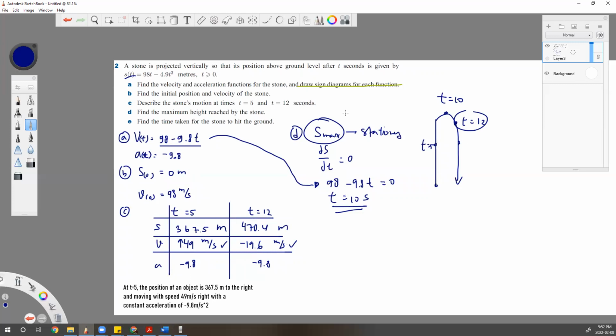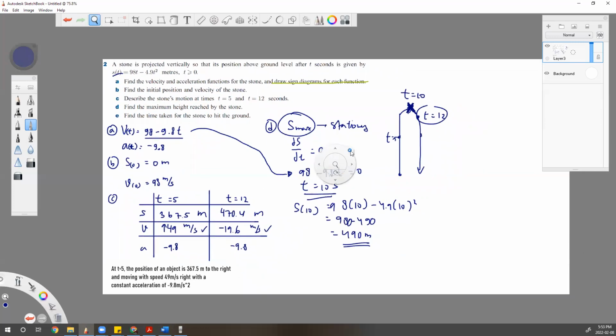And then after that, find the maximum height at t equals 10, because it cannot be higher than this, because it's the turning point. So insert 98 times 10 minus 4.9 times 10 squared. So 980 minus 490. So 490 meters is the maximum height. If you don't believe, later on I'll try to prove it to you.